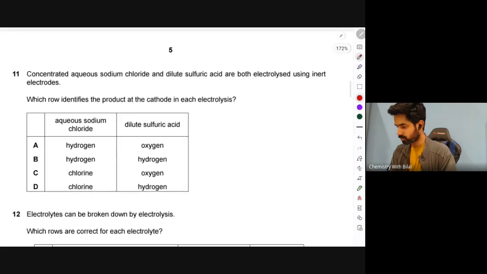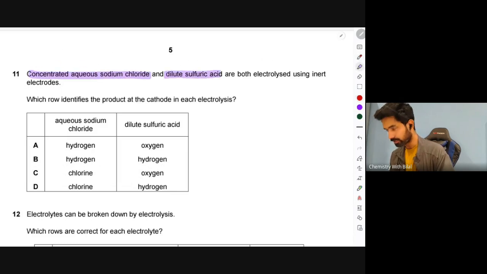Concentrated aqueous sodium chloride, and dilute HCl, both are electrolyzed using inert electrodes.